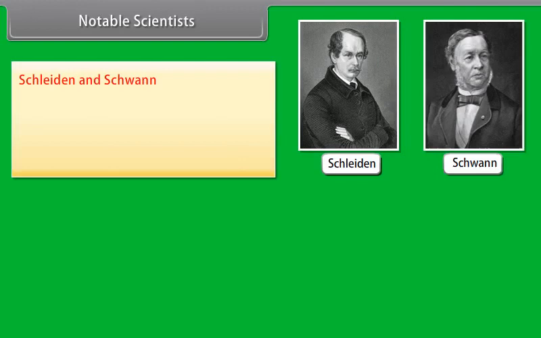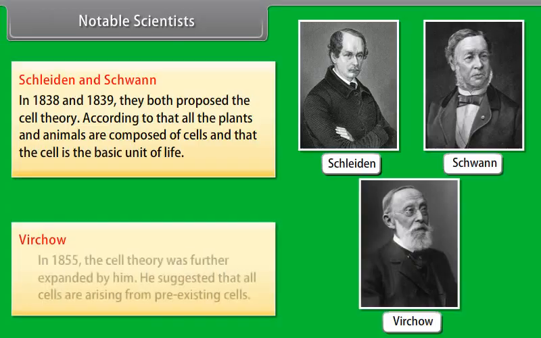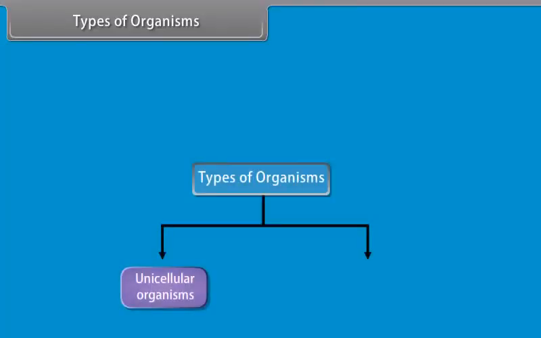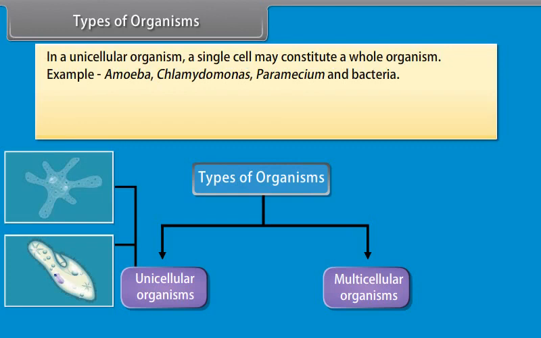Schleiden and Schwann. In 1838 and 1839, they both proposed the cell theory. According to that, all the plants and animals are composed of cells and that the cell is the basic unit of life. Virchow. In 1855, the cell theory was further expanded by him. He suggested that all cells are arising from pre-existing cells.